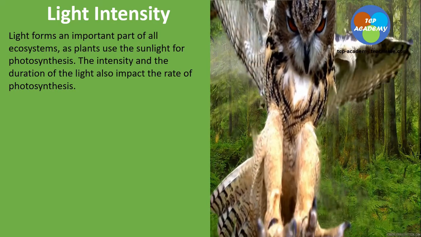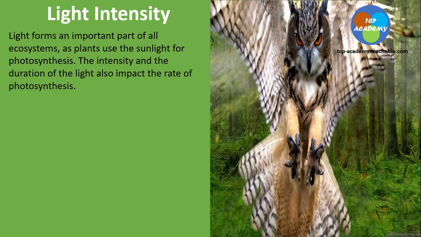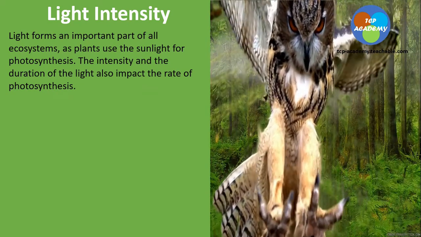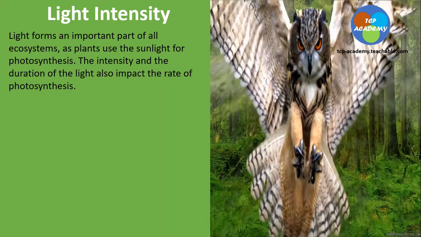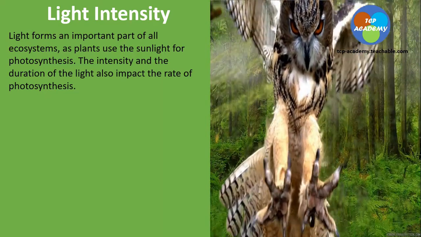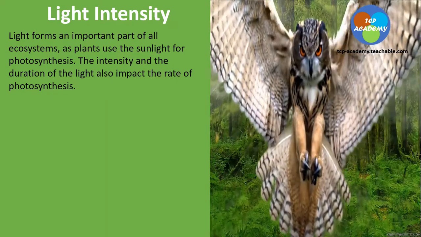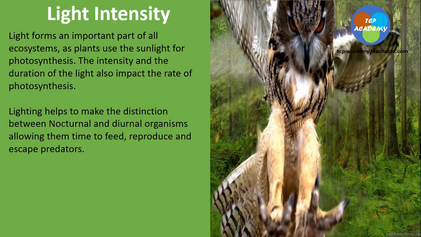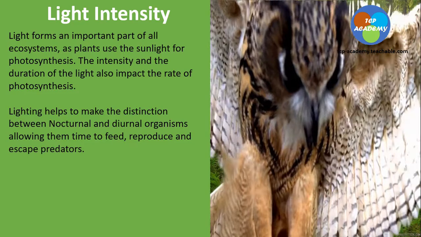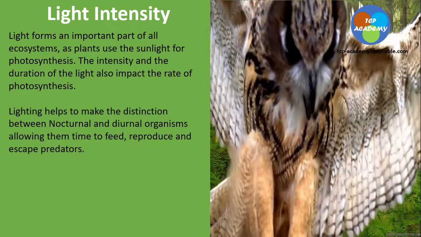Now, the intensity and the duration of the light also impact the rate of photosynthesis. And plants like the fern tend to grow in shaded areas. They have special adaptations as they are able to produce more chlorophyll to capture the limited sunlight that becomes available when it does. Now, lighting helps to make the distribution between nocturnal and diurnal organisms.